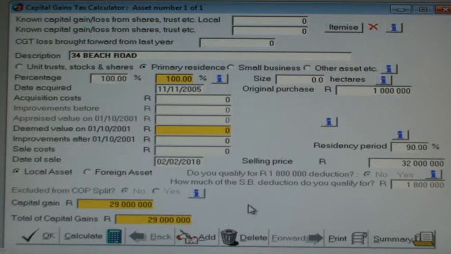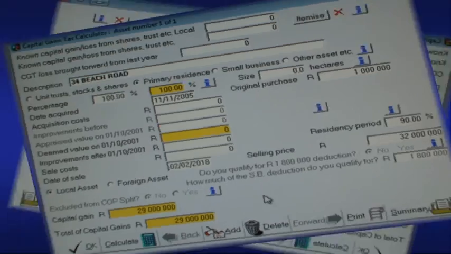Only when the residency period percentage times the profit is less than the 2 million primary residence exclusion does the 2 million rand exclusion fall away, and our amount for capital gain is the non-residency period percentage of the profit.